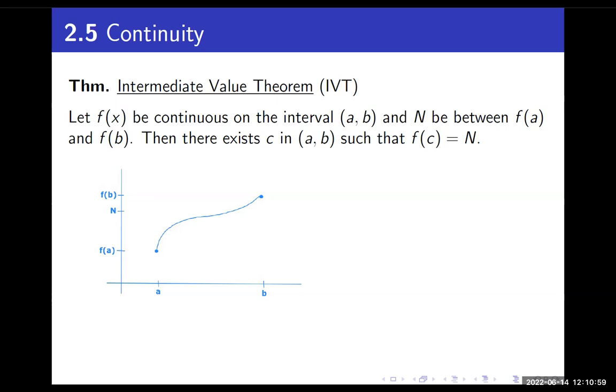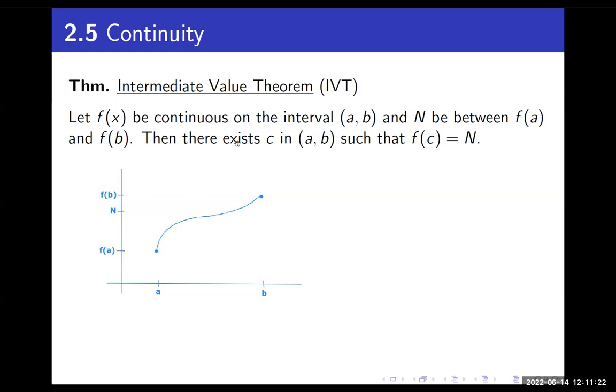So let f of x be continuous on the interval a to b, and N be between f of a and f of b. Then there exists c in (a, b) such that f of c equals N. You first read that, you're like, what? Okay, what's happening?